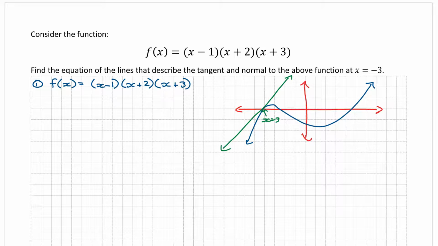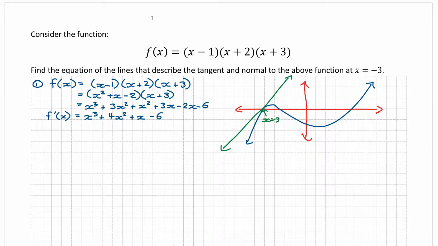So what I'm going to do is I'm going to break open all of these brackets and get my third order polynomial in terms of x cubed plus something x squared and plus something x plus a constant. So doing that, alright, so our function f of x is defined as x cubed plus 4x squared plus x minus 6. Now we have to find the derivative. So to find the derivative, we'll simply use a simple power rule.